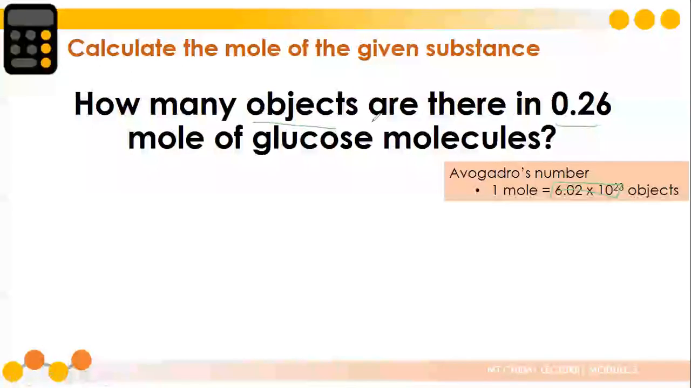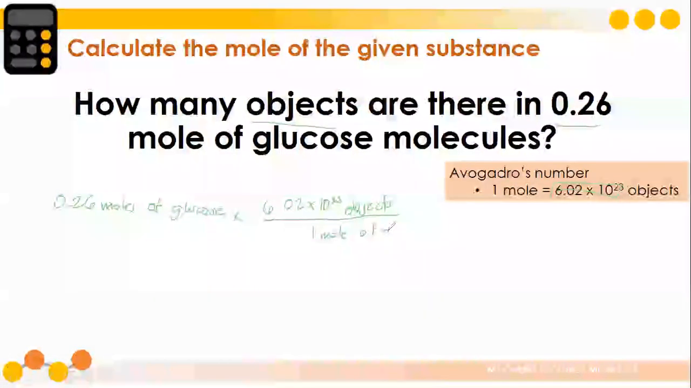So first, let's write what the given is. We have 0.26 moles of glucose. And what we're looking for is its objects. So let's simply multiply it by 6.02 times 10 raised to 23 objects. We all know that this is equivalent to 1 mole of glucose.